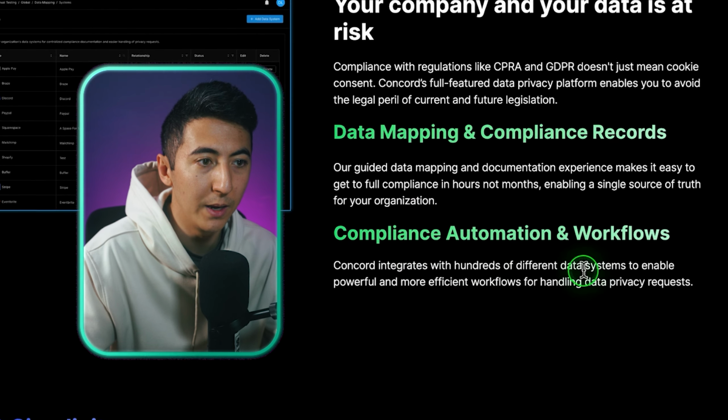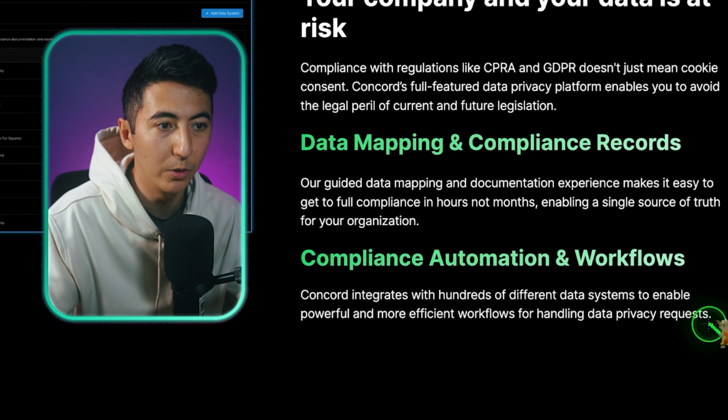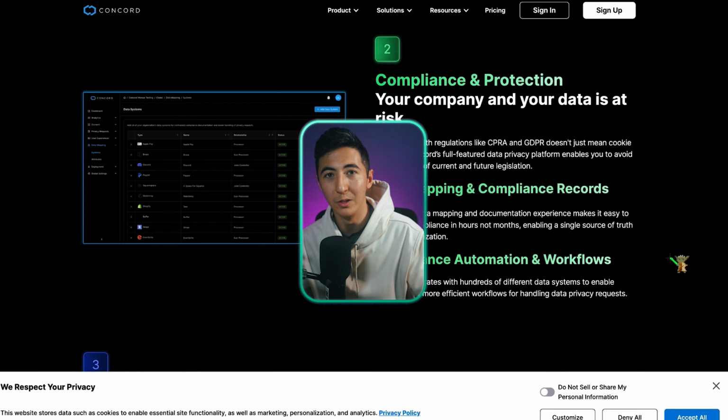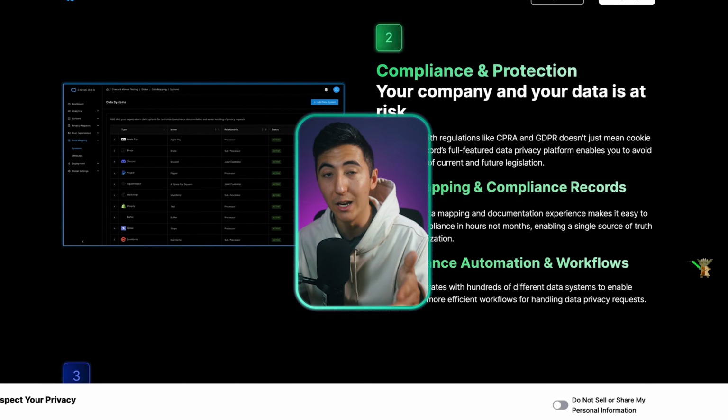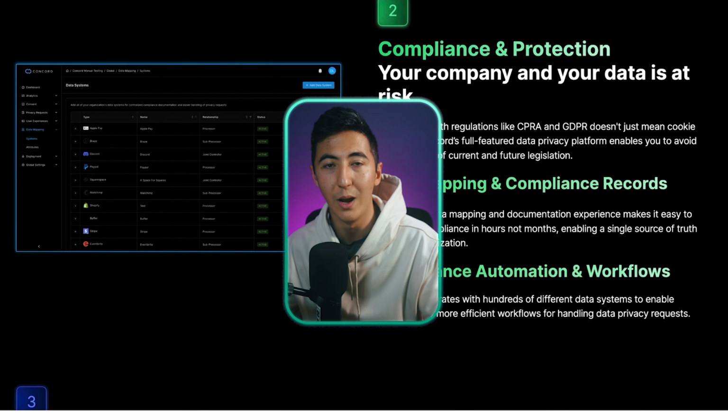And you can also get compliance automation and workflows. Concord integrates with hundreds of data systems to enable powerful and more efficient workflows for handling data privacy requests. So again, the reason why this is a really powerful tool is because let's say I go to your website and you don't have one of these. Typically on your privacy policy page, if you just have a static page, it typically says something like email you personally if you want to have your data removed.